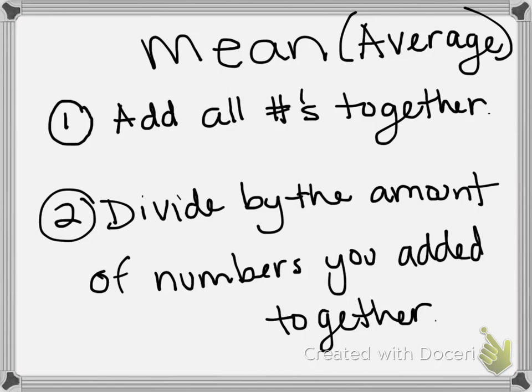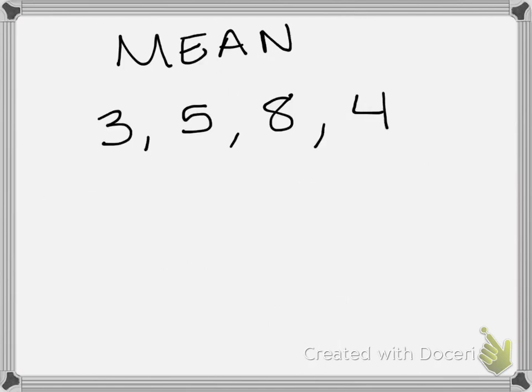The thing I like to remember about mean is that it's kind of mean to do because you have to do more work than the others. In order to find the mean, you need to add all your numbers together, and then you're going to divide by the amount of numbers you added together. So here's our first example.